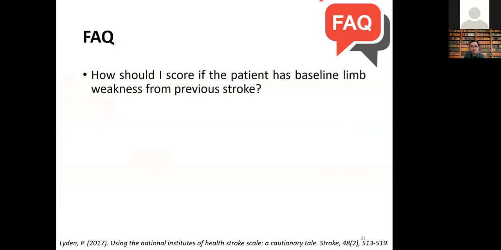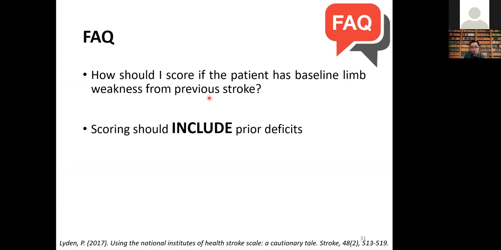So how should I score the patient if the patient already has baseline limb weakness from a previous stroke? For example, previously the patient had a left hemiparesis, and now the patient came in with a right-sided weakness. Should I score the left side, because the left side is the old stroke? Okay, the answer is yes.